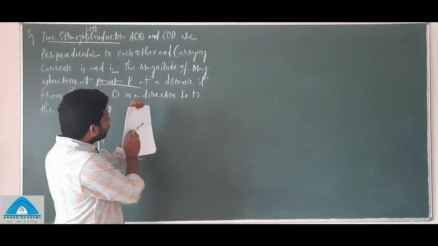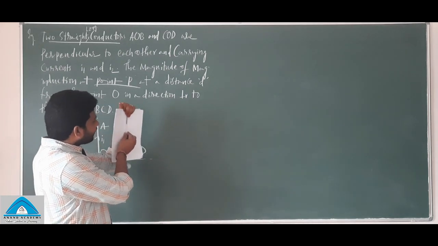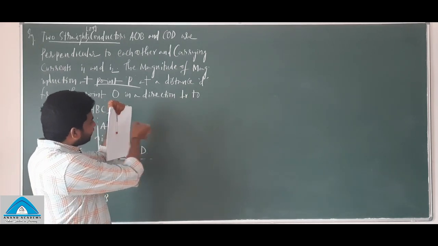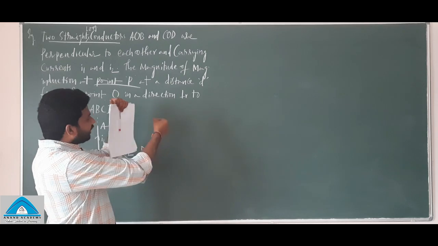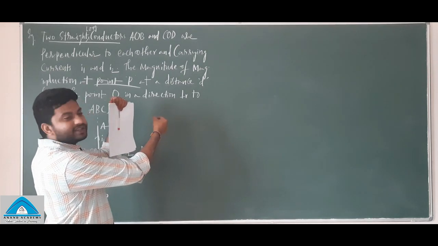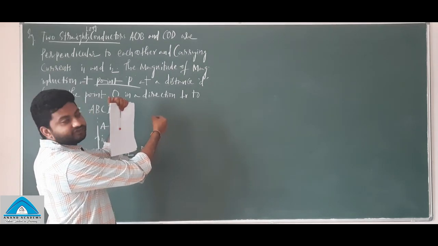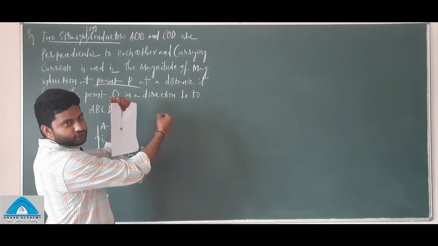Right? So at a distance D from it, this is the first wire. At a distance D from it, there is a point P located. What is the magnetic field due to this wire at this point?